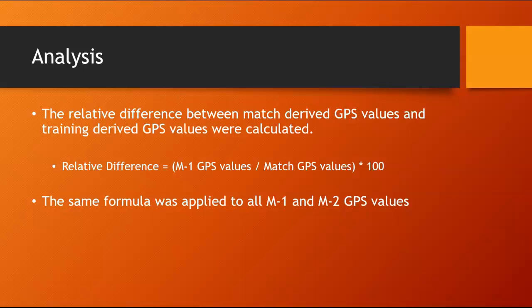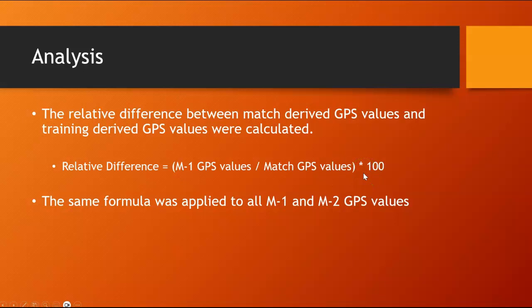So what we did is we wanted to identify the relative difference between match-derived GPS values and the training-derived GPS values. So in order for us to do this, we're identifying the relative difference as the match minus 1 GPS values divided by the match GPS values times 100.